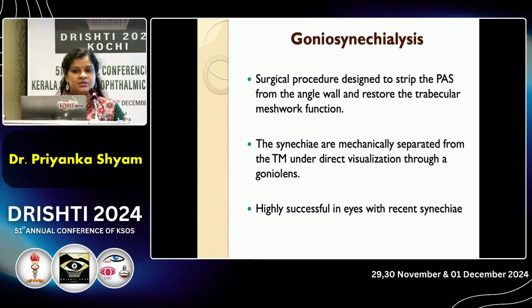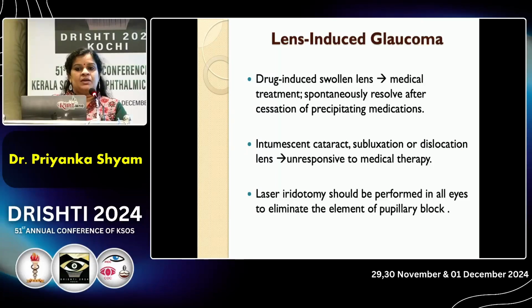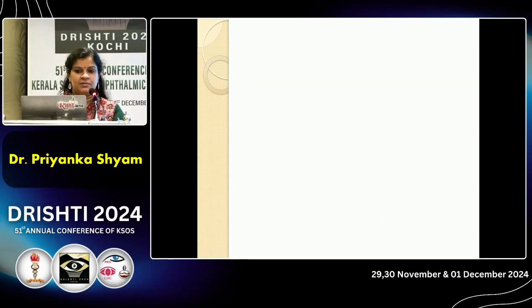Goniosynechialysis. It's a surgical procedure designed to strip the peripheral anterior synechiae from the angle wall and restore the trabecular meshwork function. The synechiae are mechanically separated from the trabecular meshwork under direct visualization through a gonio lens. It is highly successful in eyes with recent synechiae. Coming to the treatment of lens-induced glaucoma, drug-induced swollen lens usually responds to medical treatment, and they spontaneously resolve after cessation of the precipitating medications. Intumescent cataract, subluxation, or dislocation of the lens are usually unresponsive to medical therapy, and laser iridotomy should be performed in all these eyes to eliminate the element of pupillary block.